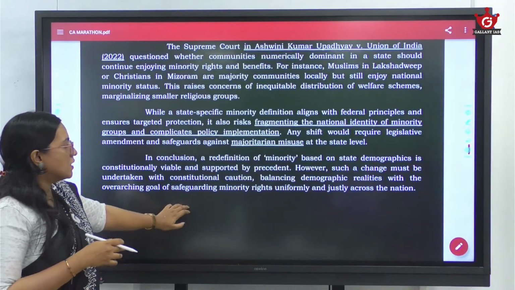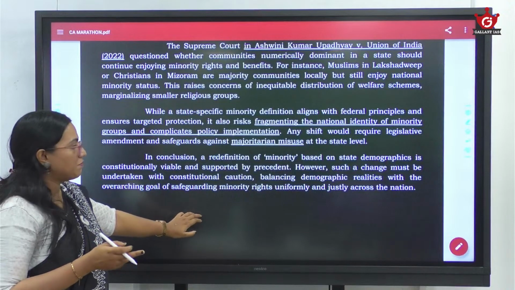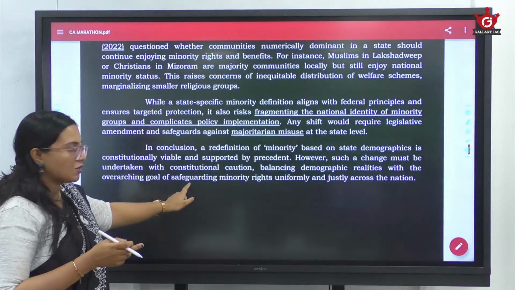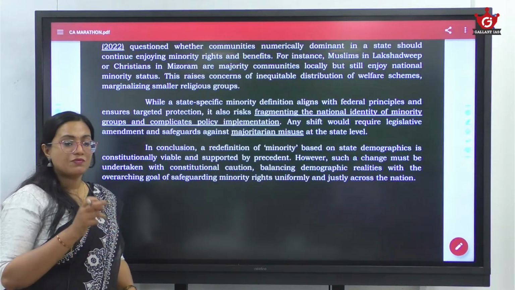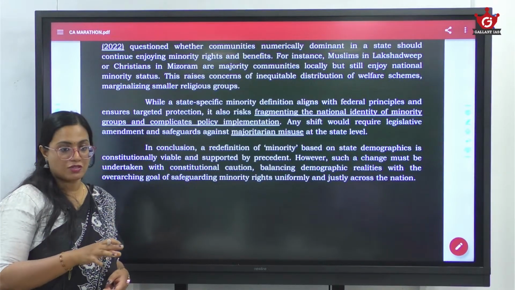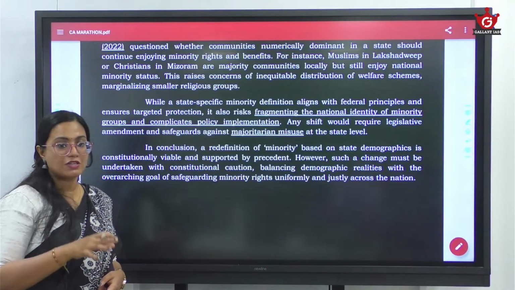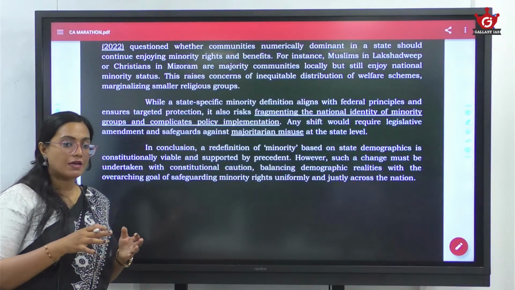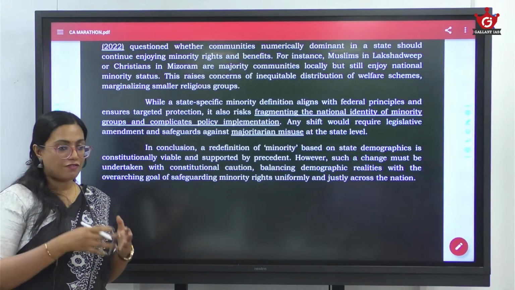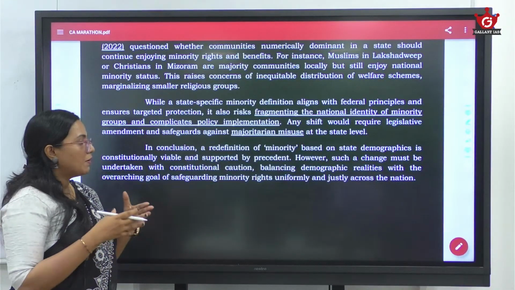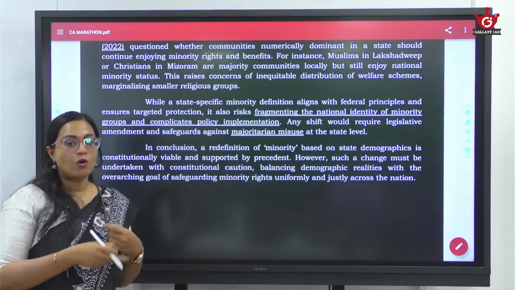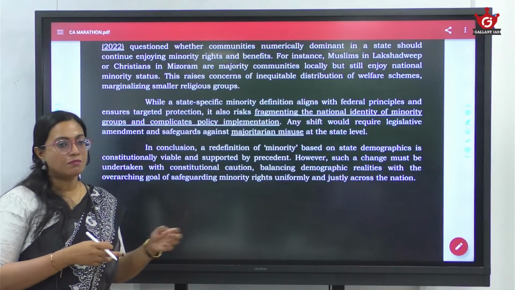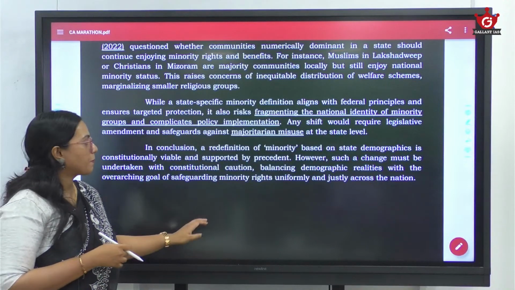In conclusion, a redefinition of minority based on the state demographics is constitutionally viable and supported by precedent, which means that we have actually come to a final conclusion. Whether it is good or bad, whether we require it or not, whether it is constitutionally viable or not, we have actually arrived at a conclusion. But mention the challenge and how you can overcome it. That should also be a part of the conclusion. Okay.